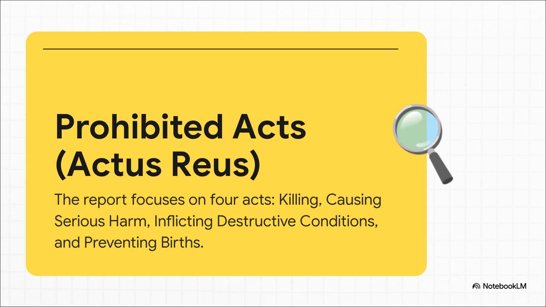So let's talk about that first ingredient, the actus reus, or the physical acts. The report hones in on 4 specific types of acts that are listed right in the Genocide Convention. The commission is basically going through a checklist, looking for evidence of these things happening on a wide scale.